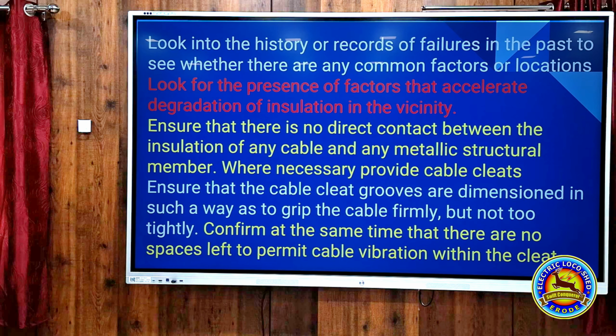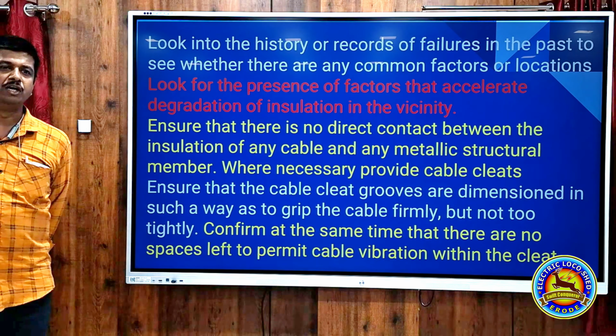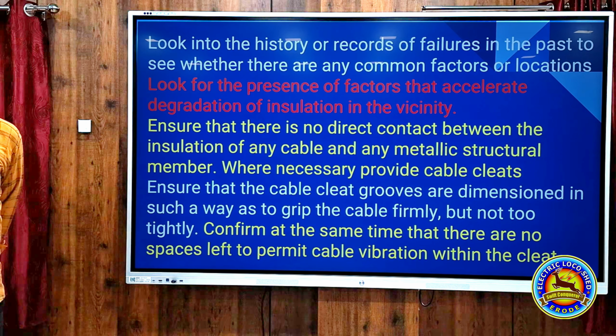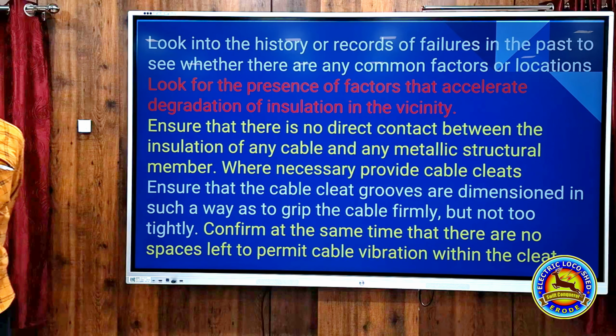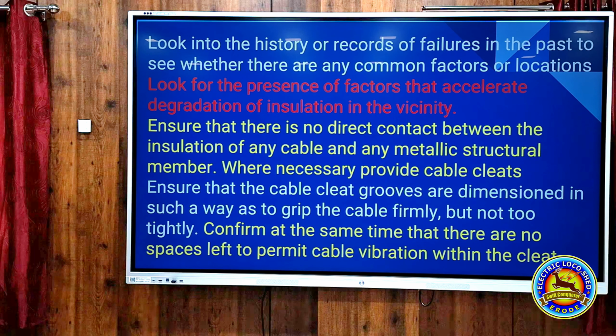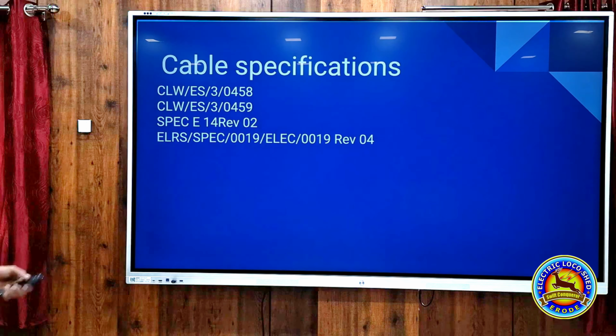Confirm at the same time that there are no spaces left to permit cable vibration within the cleat. That is, on run, the cable should not get vibrated. If there is vibration, there are high chances of insulation failure. To avoid the vibration, we have to provide insulated cleats, that is SRBGF insulated cleats, at different locations, and they should be in such a condition that they do not hold too tightly or too slack. There should not be any vibration and the cable will be there in a free manner and without vibration.